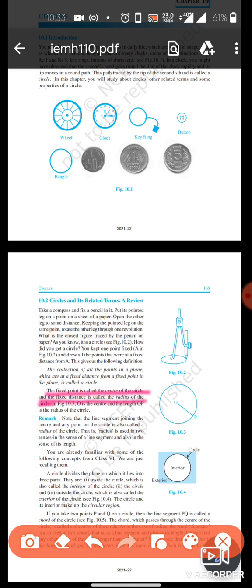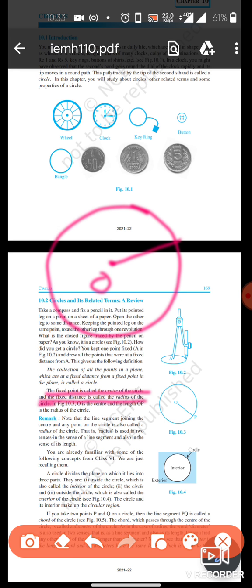Then next is a remark. Now see the remark. Note that the line segment joining the center to any point on a circle is also called a radius of a circle. Any point of a circle means on the circumference of the circle, and from the center, if you make any line segment to the circumference of the circle, we consider that as a radius only. So this is your radius.